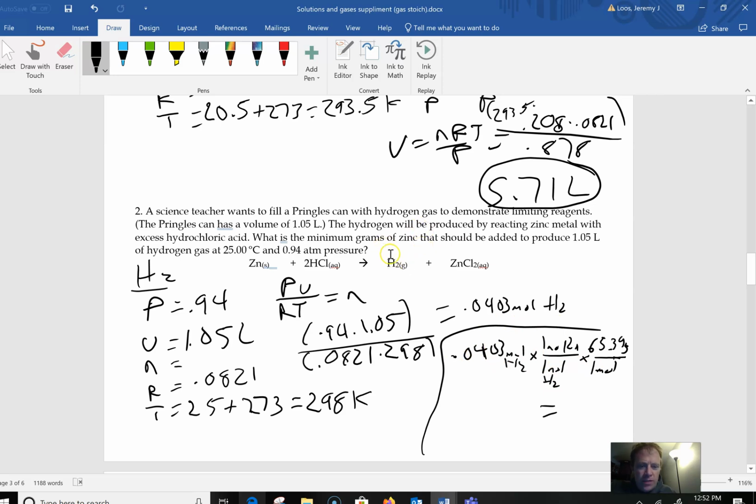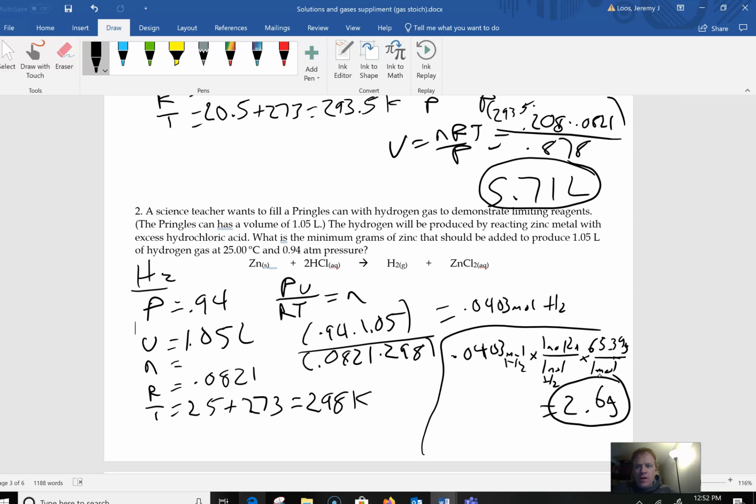So anyway, we got 0.0403 moles of hydrogen. It's actually going to be the same number of moles of zinc. Then we're going to go back to a mass of zinc. So zinc's mass goes on the top, moles on the bottom. So it would take about 2.6 grams of zinc to make that much hydrogen. 2.6 grams.